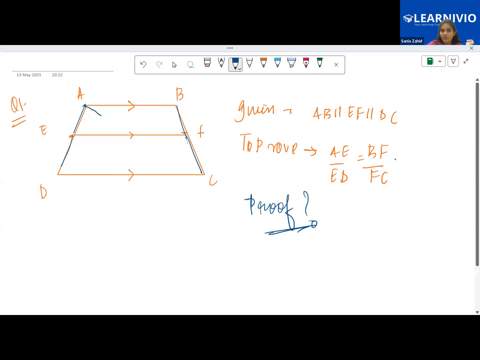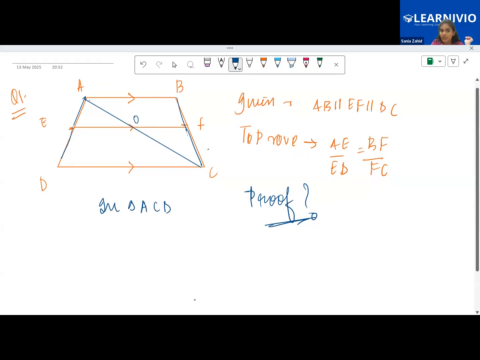So the proof will be like this: first you draw a triangle, okay? You mark this point like O, and now you have two triangles. You have the triangle ADC and you have the triangle ABC. So first, in triangle ACD, what is given to you? EO line is parallel to CD line. And AE upon ED will be equal to AO upon OC.